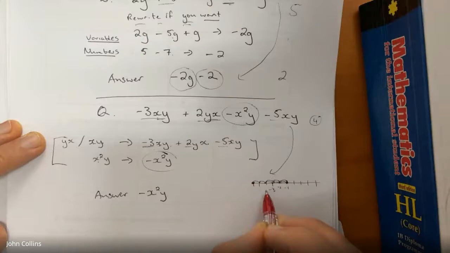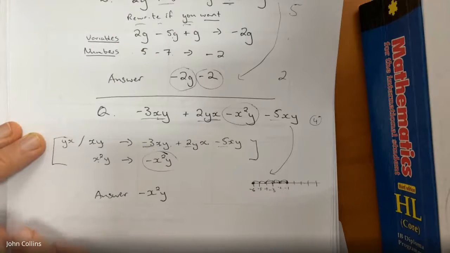So what's this point here? Well, that's -4 beside that, and -5, and that's -6 I end up on. Now, if you have a number line, you can use that. If you're stuck, you can also use a calculator.